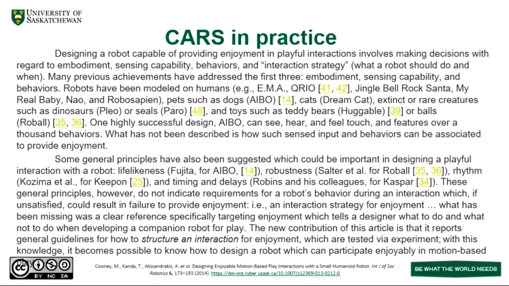What has been missing was a clear reference specifically targeting enjoyment, which tells a designer what to do and what not to do when developing a companion robot for play. The new contribution of this article is that it reports general guidelines for how to structure an interaction for enjoyment, which are tested via experiment. With this knowledge, it becomes possible to know how to design a robot which can participate enjoyably in motion-based play.